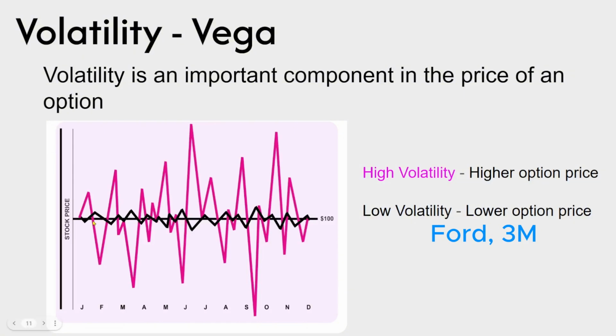Compare this to a high volatility stock. This would be something like Nvidia or GameStop or Bitcoin. These are things that change a lot, their moves are large. They don't stick around one price. So an option like that will have a higher option price because the chance of a large move is greater. So there's more profit to be made for the buyers of that option.